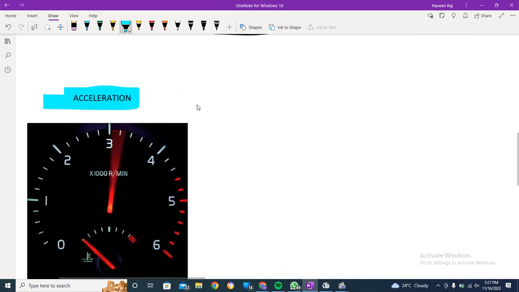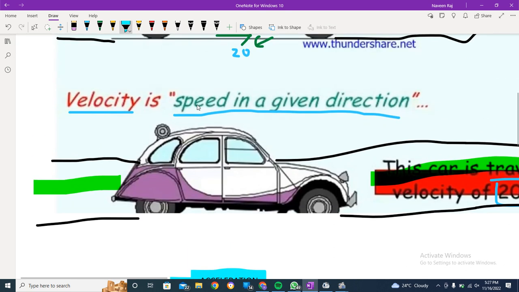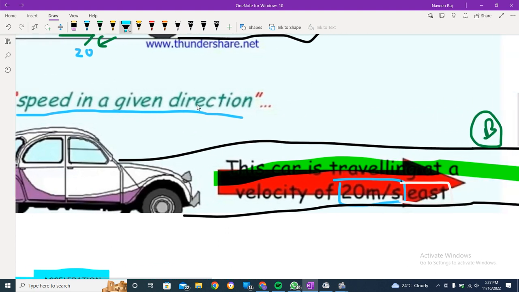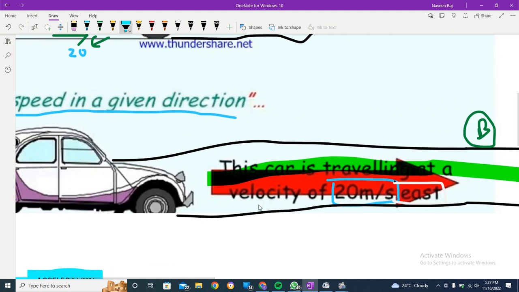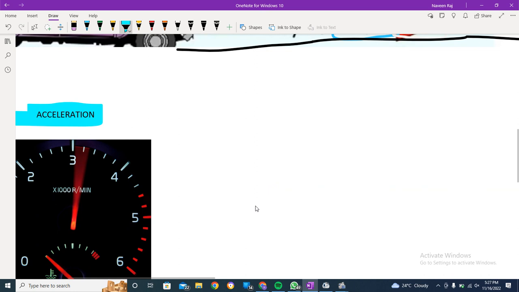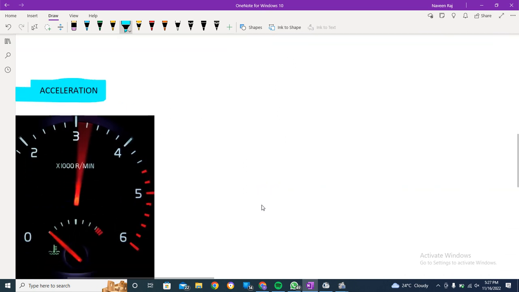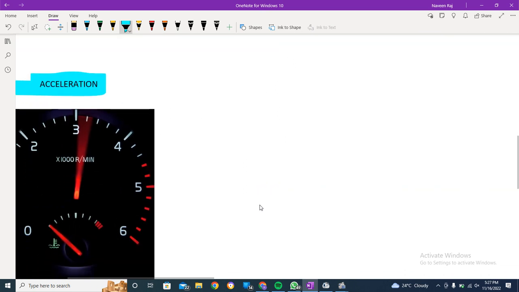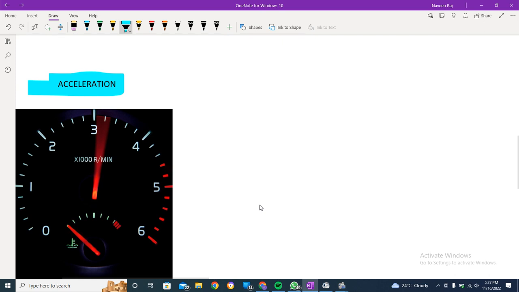Now let's see. I told you velocity is the speed in a given direction, like you're traveling at 20 meters per second towards the east. That is your velocity. I'm just telling you that definition, but I have explained this in detail in the velocity and speed video in my playlist of physics. Now let's move to today's topic.